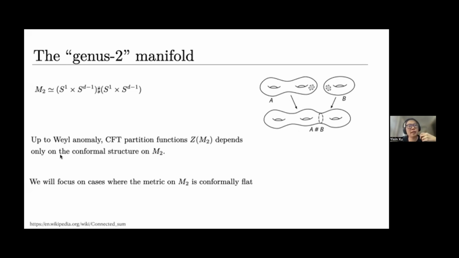So in a CFT, up to the existence of Weyl anomalies, the CFT partition functions or CFT observables more generally should depend only on the conformal structure of the underlying manifold. In this work, we will focus on metrics that are conformally flat. So our next task is to understand how to parameterize the conformally flat structures on a genus-2 manifold.